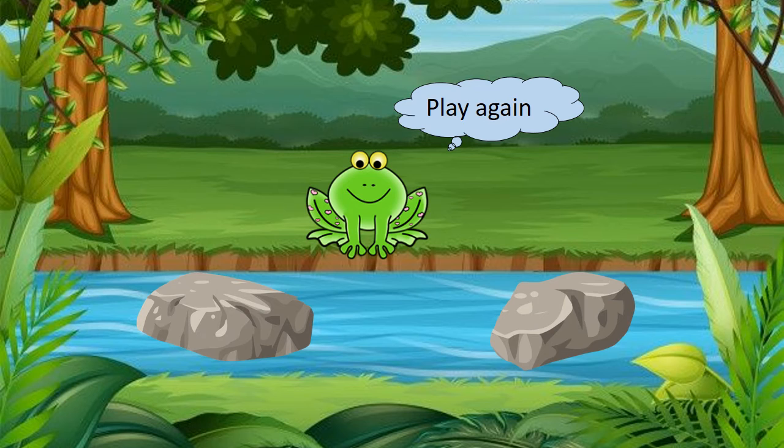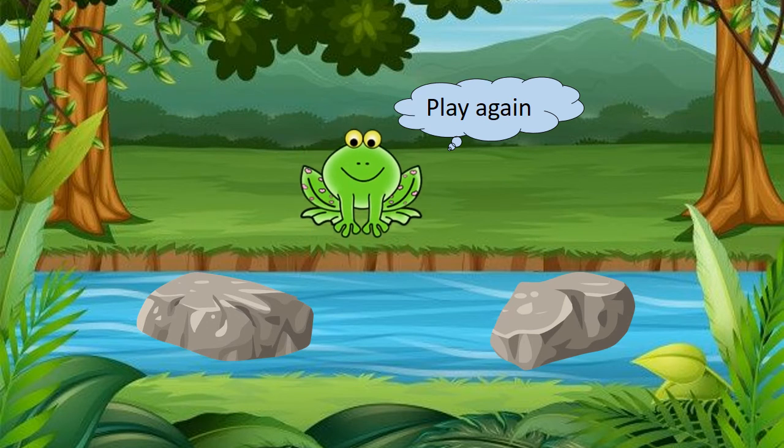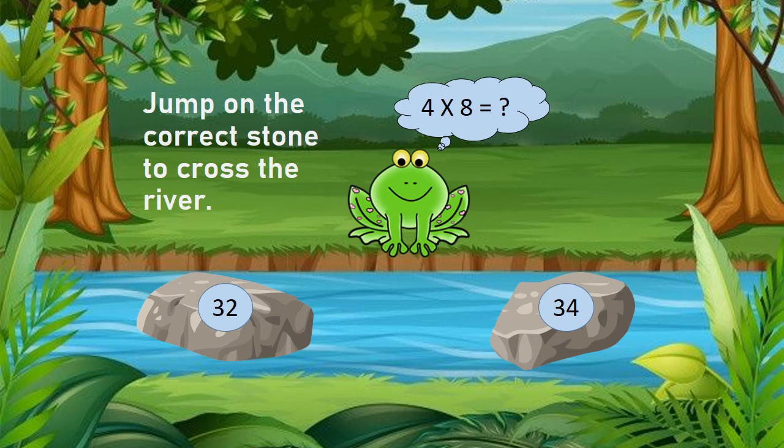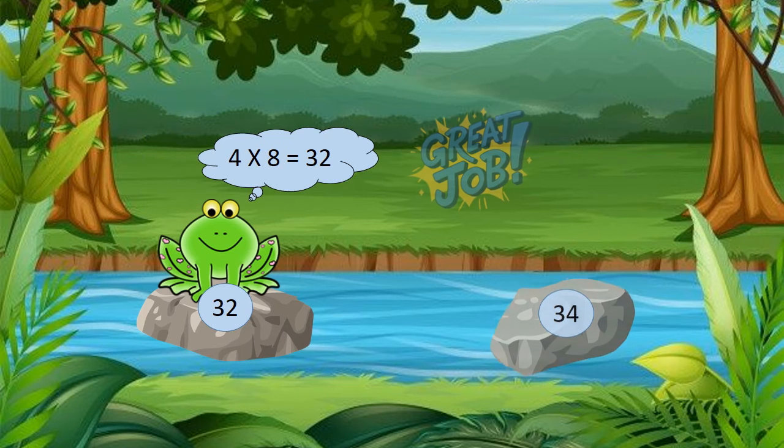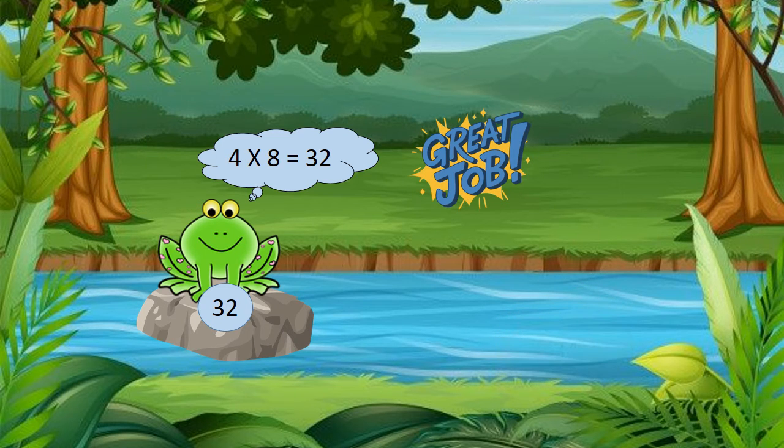Do you want to play again? Yes. What is 4 multiplied by 8? The frog jumps on 32. Yes, correct. 4 multiplied by 8 is 32.